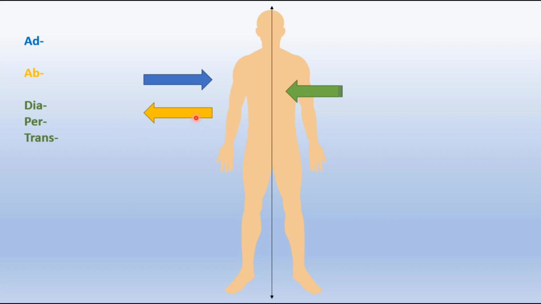to move your limb away from the center of the body. And the other three, dia, per, and trans, mean when you move through the center of the body.